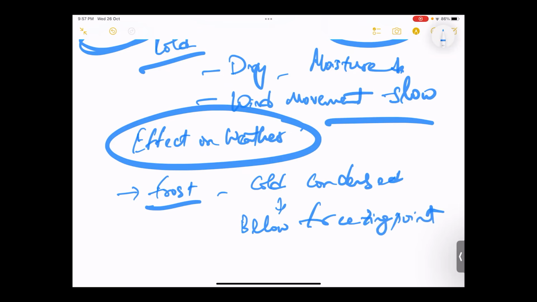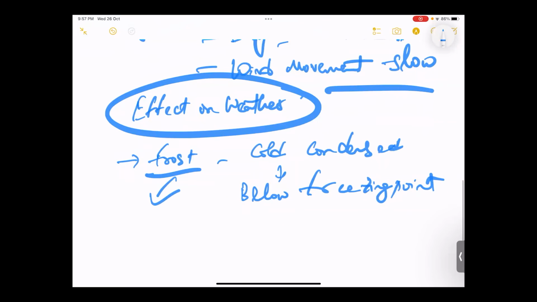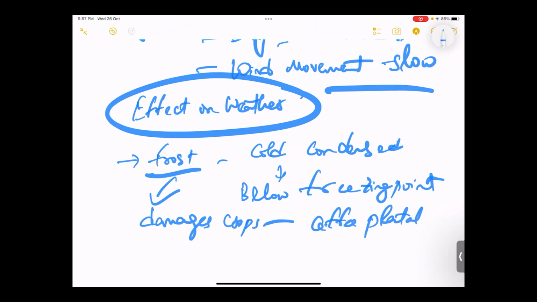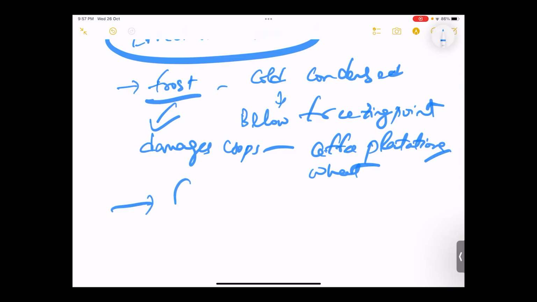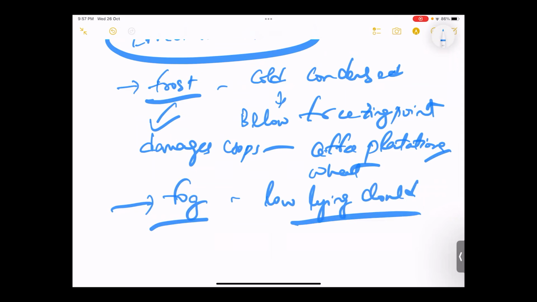And basically, what is the effect of frost? It damages crops, like coffee plantations, wheat plantations, and so on. Next, it also forms fog. There is a difference between fog and frost. Fog is also called a low-lying cloud.